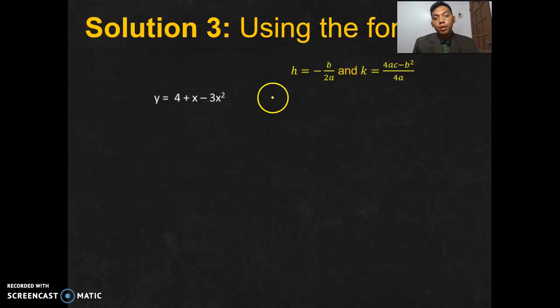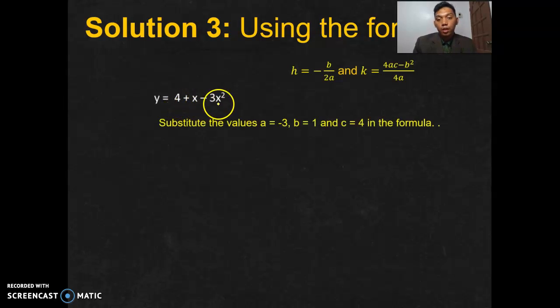For number 3, even though it's not yet in the form ax squared plus bx plus c, if it's not yet in that form, you can actually rewrite that. Negative 3x squared plus x plus 4 is y equal to that. So your a is negative 3, b is 1, c is 4.